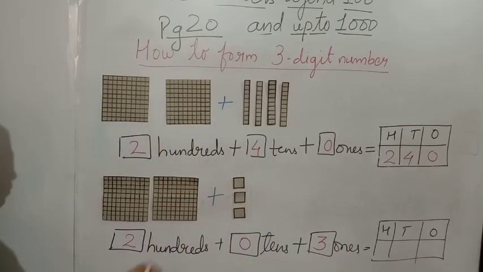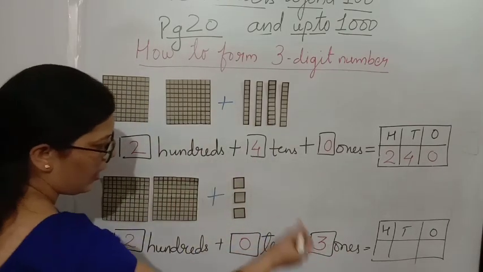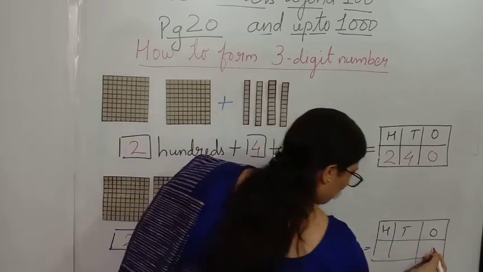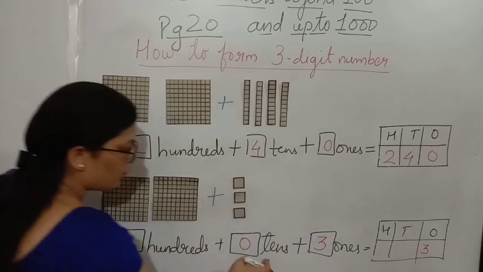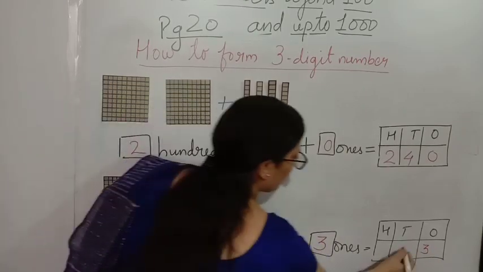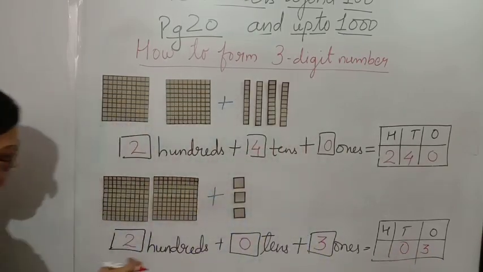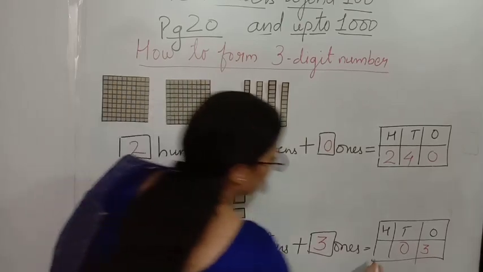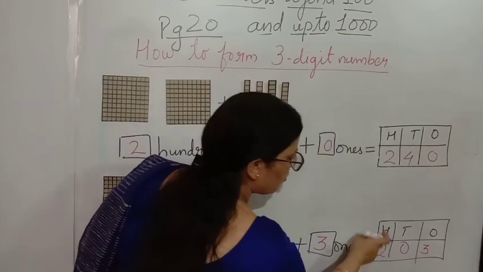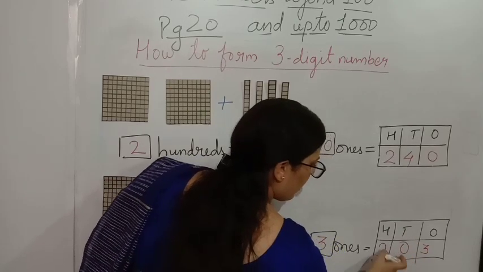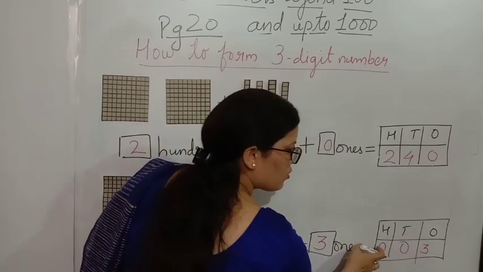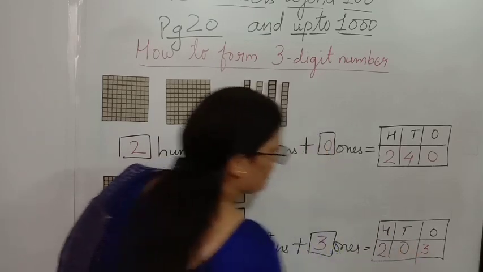So now we'll arrange these 3 digits in these places. What is ones? 3. Then what is tens? 0. And what is hundreds? 2. So the number is 203. We will not read anything for 0. So the number is 203.